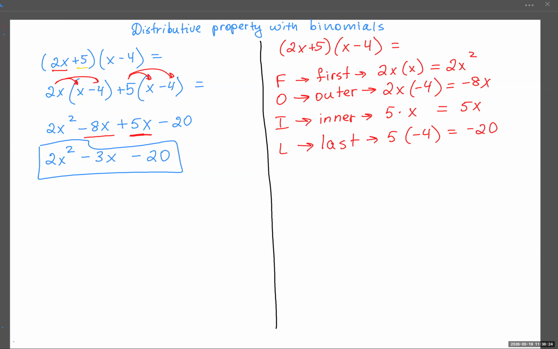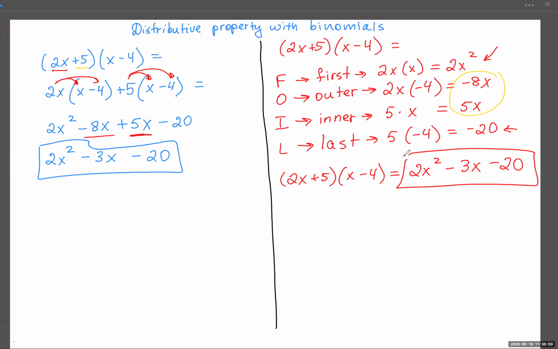Then you would still have to do like terms. These two are like terms, so you would still have to add them together, and then write it all out in one line. So 2x plus 5 times x minus 4 would be 2x squared. That's this one right here. Then we're going to combine the -8x and the 5x, which is also going to give us -3x. And then the last term would be -20. So the exact same result as we got on the first method, just a different approach to it.